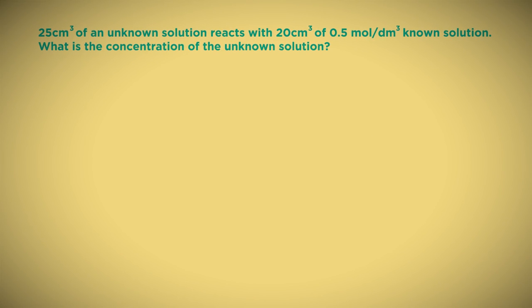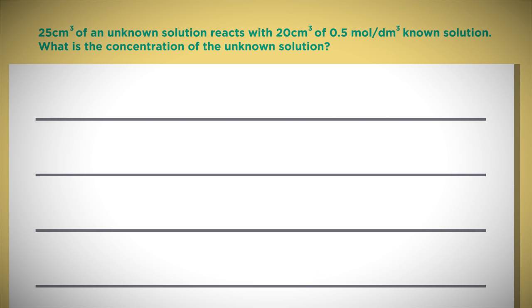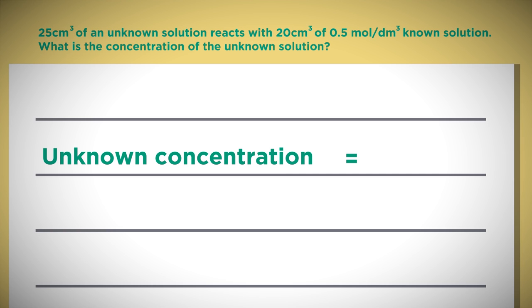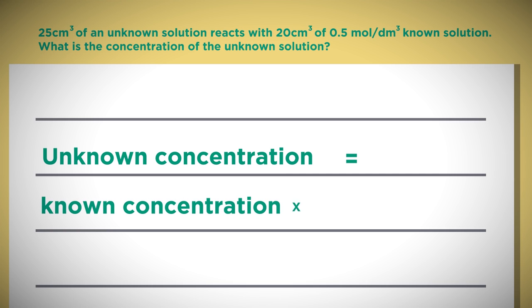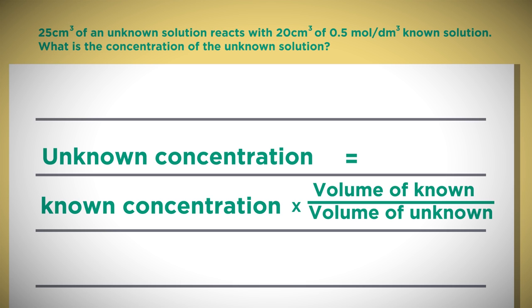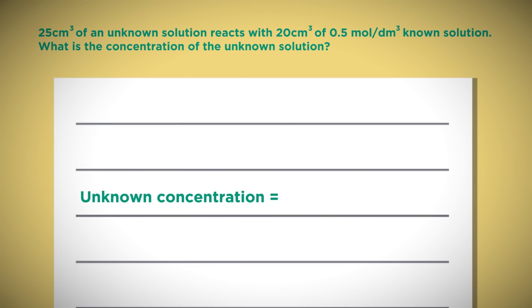Using the values we've just determined, we can make use of the following formula. The concentration of the unknown solution equals the concentration of the known solution multiplied by the volume of the known solution divided by the volume of the unknown solution. So, the unknown concentration equals 0.5 multiplied by 20 over 25, which equals 0.4.